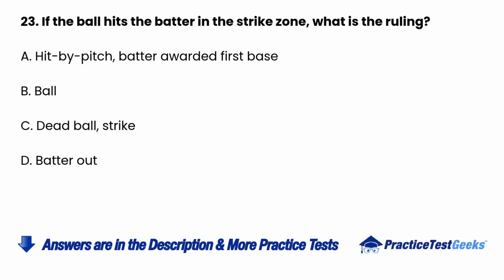23. If the ball hits the batter in the strike zone, what is the ruling? A. Hit by pitch, batter awarded first base. B. Ball. C. Dead ball, strike. D. Batter out.